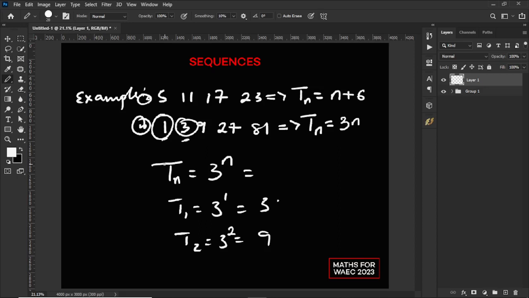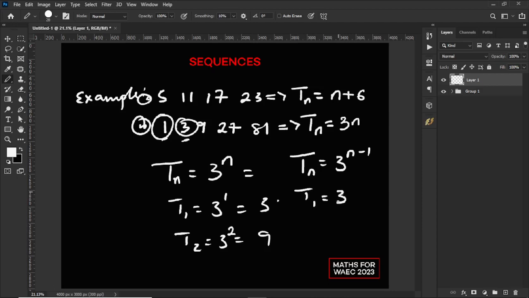Somebody is saying something like 3 raised to the power of n minus 1. Tn should be 3 raised to power n minus 1. Abi? Yes, sir. Like this. Okay, let's try. Let's see if it's going to work.